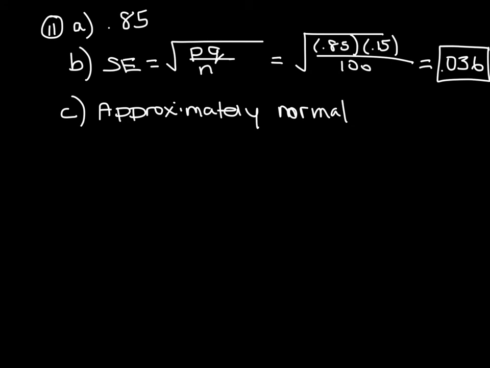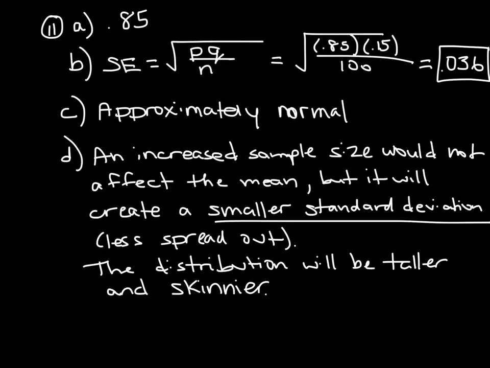Okay, letter D says if the sample size was increased to 5,000, how would this affect the sampling distribution of the sampling proportions? An increased sample size would not affect the mean, but what it does affect is the standard deviation. It would create a smaller standard deviation. Okay, so increased sample size decreases the standard deviation. It'll be less spread out. And also you could say the distribution will be taller and skinnier.